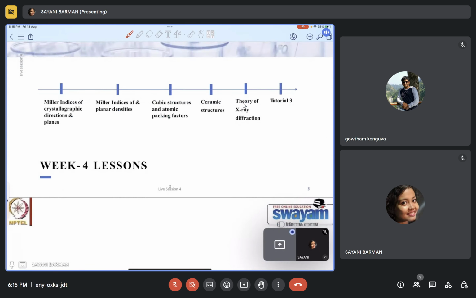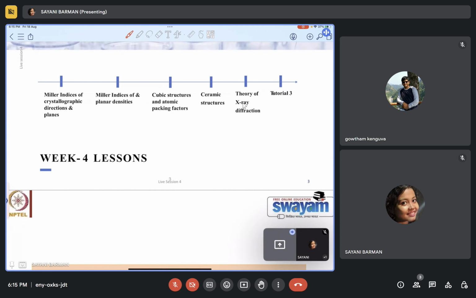In today's lecture, we'll be covering a few problems regarding week 3 and week 4. In week 4, we have learned Miller indices of crystallographic directions and planes: how to determine Miller indices, what indices are, and how we can denote them in a lattice plane or in a certain direction.